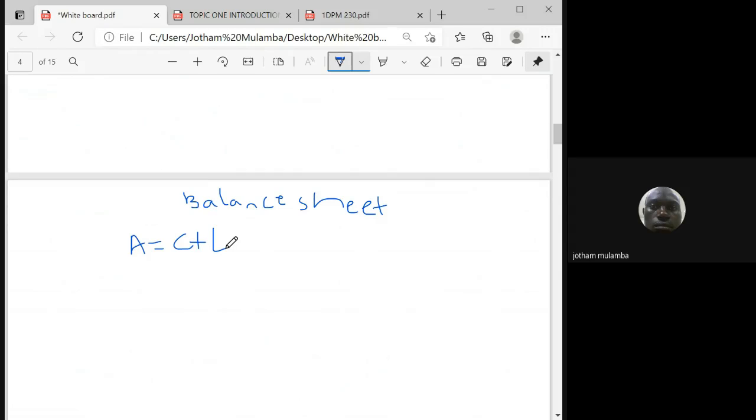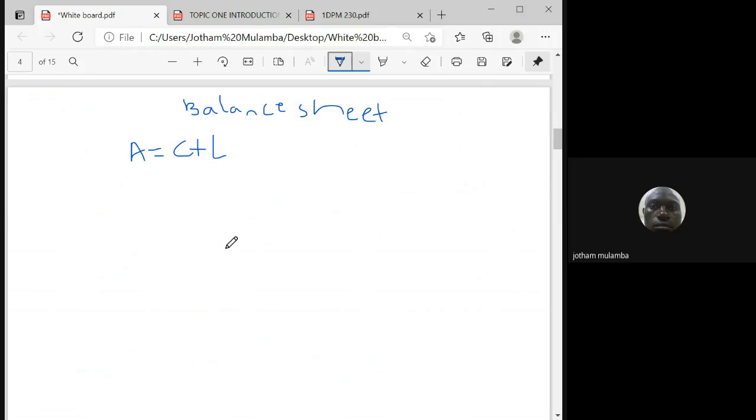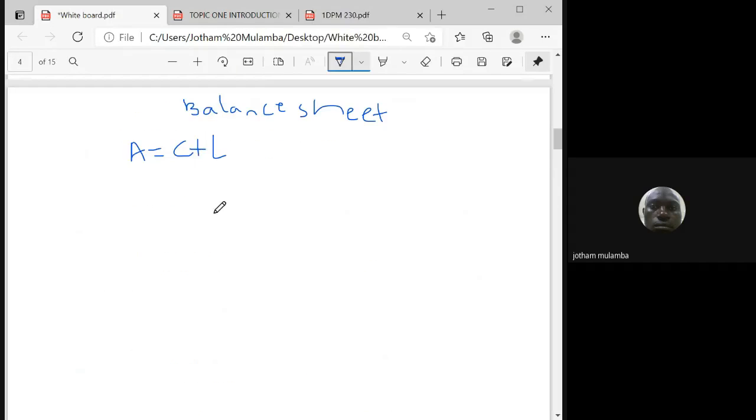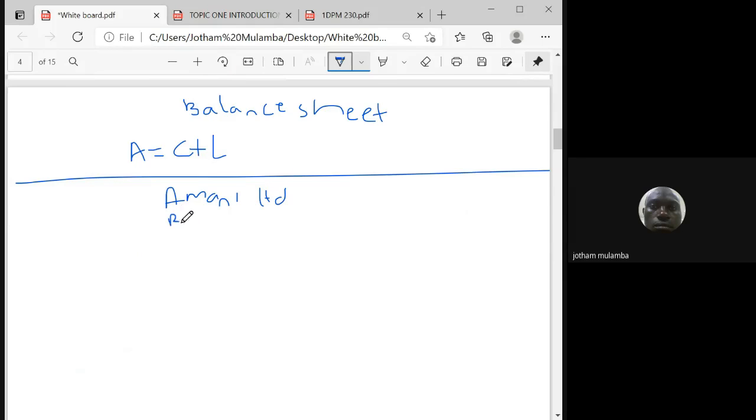So in that perspective, when we prepare a balance sheet, we want to confirm whether our business's assets are equal to capital plus liability. Of course, we'll start off with the name of the business. This business was called Amani Limited. So we have Amani Limited balance sheet, and I've said the other name for balance sheet is statement of financial position.